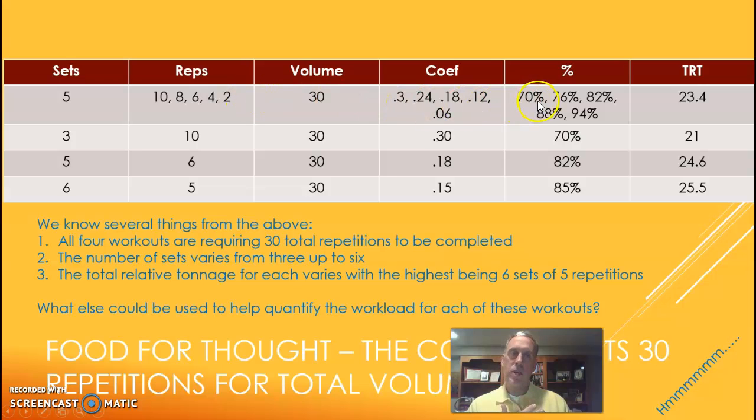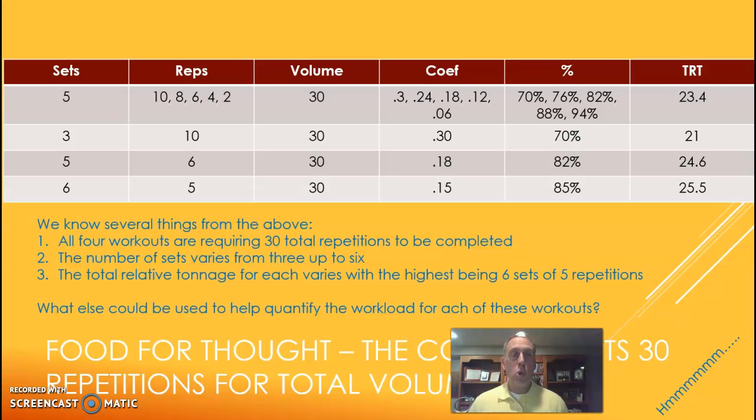Okay, now that translates out to, when you calculate it out, here are the percentages you would use for a set of 10, a set of 8, a set of 6, 4, 2. You would use 70, 76, 82, 88, 94. Now, if you look at 3 sets of 10, it's all done at 70%. You do 5 sets of 6, we're going to do straight across. Now, normally I would program this different and manipulate the actual workloads a little differently. And then you have 6 sets of 5 at 85%.